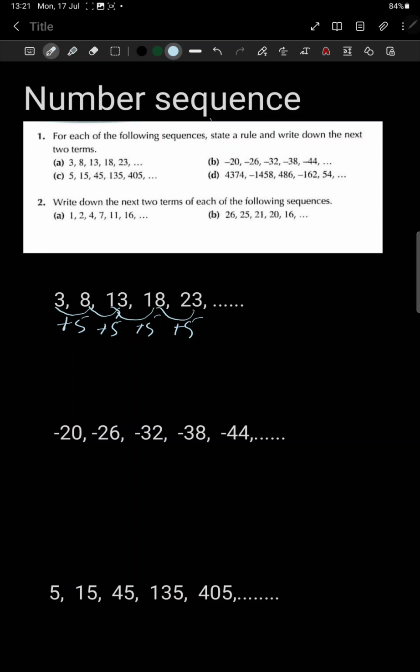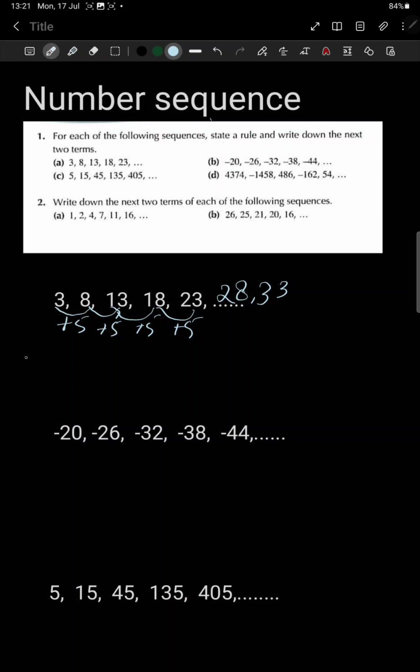So this is the easiest case, when the difference is the same. So we can easily find the next two terms. 23 plus 5 will give us 28. 28 plus 5 will give us 33. So the next two terms are easier to find in a sequence which has the same common difference. Every term has the same difference. So the next two terms are 28 and 33.